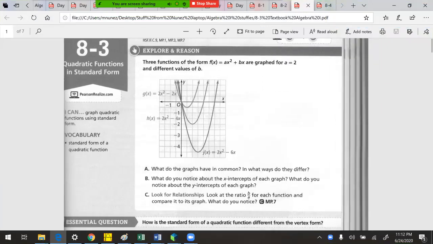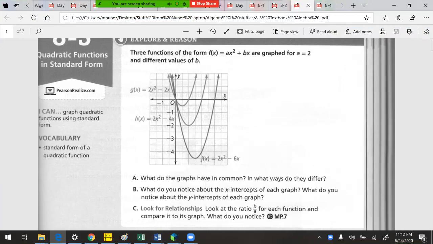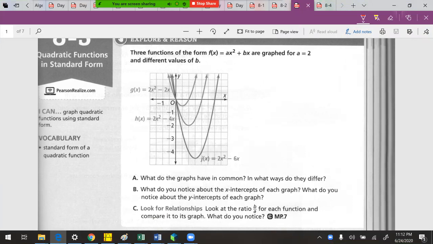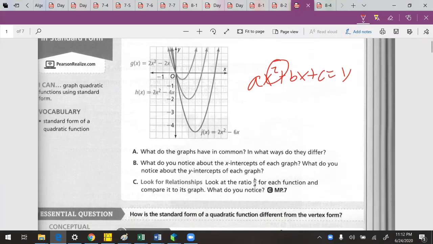Negative 3, as we talk about quadratic functions in standard form. The standard form of a quadratic function is ax squared plus bx plus c equals y. You've seen this before because it comes from the idea of a trinomial quadratic function. What makes it quadratic? The 2 on top of the x, right there. It's quadratic automatically.